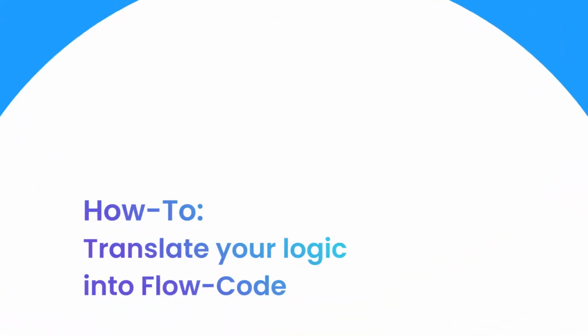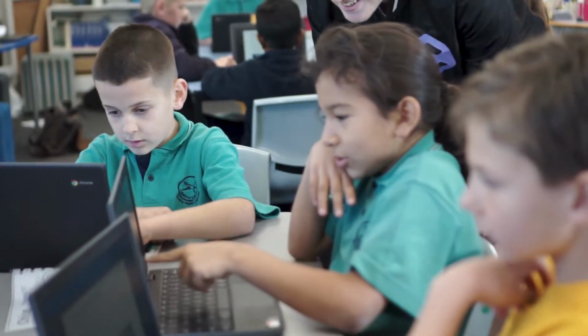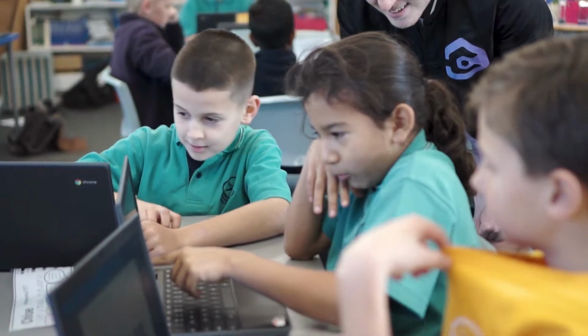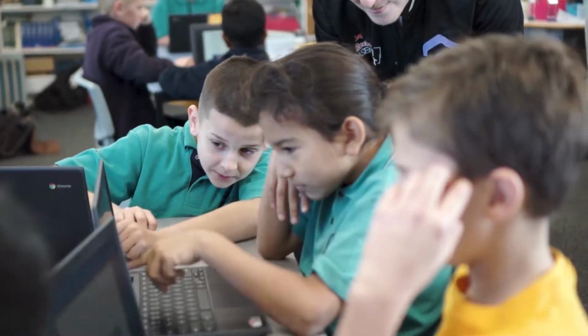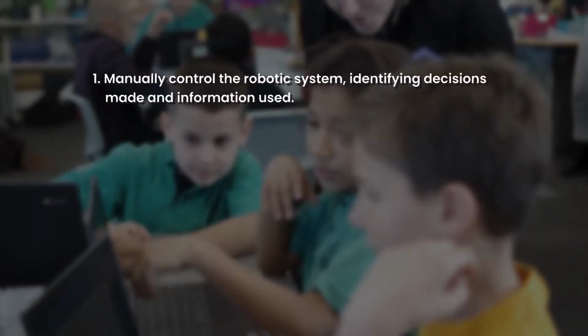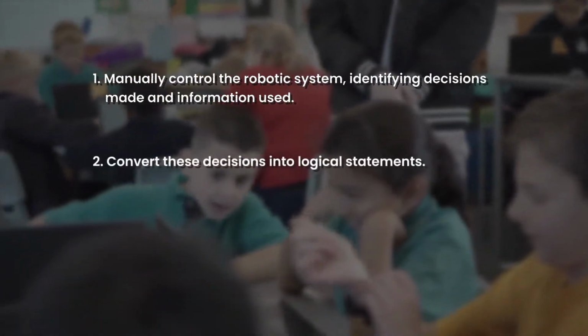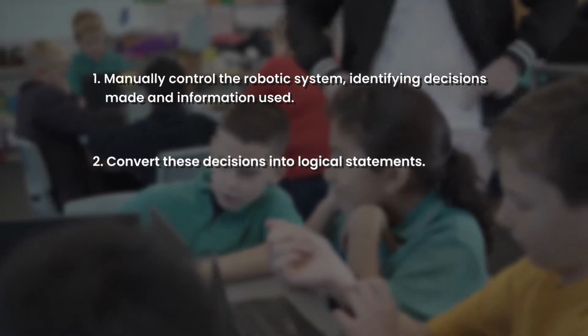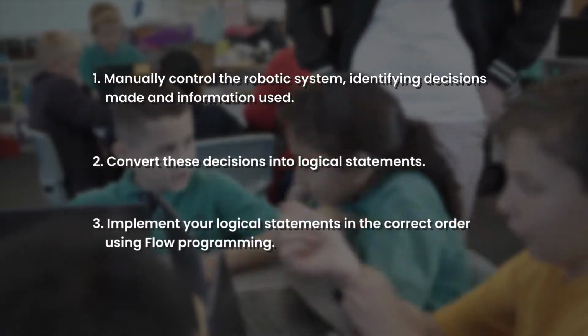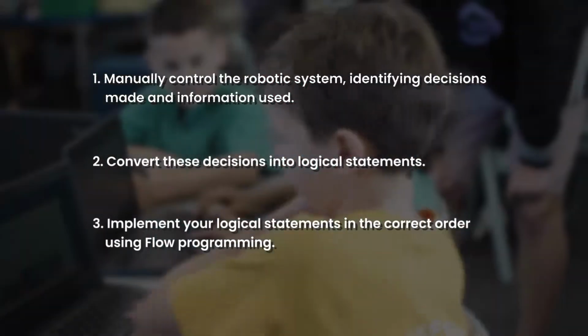This video will walk you through translating logical processes into flow code. When creating your solutions for every project, you should be guiding your students through the following process. Manually control the robotic system, identifying the decisions you're making and the information that you're using to make those decisions. Convert these decisions into logical statements. Implement your logical statements in the correct order using flow programming.